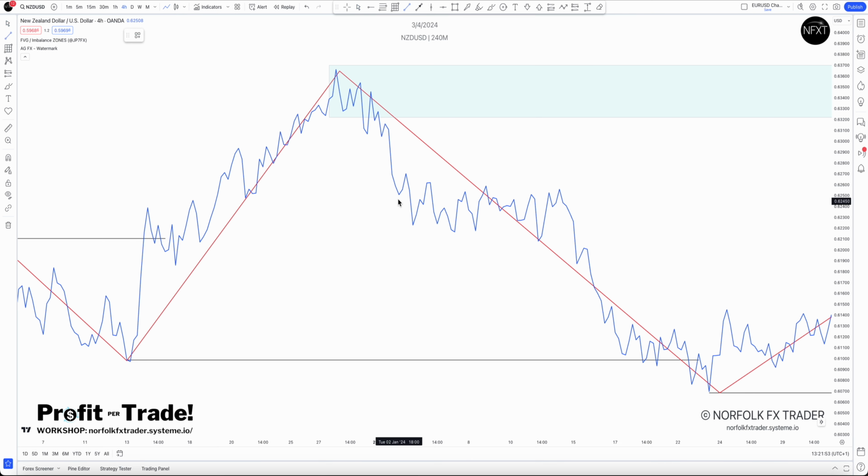Okay, so we had this break here to the downside, area of supply. We have a break here to downside. Now right here, there was that sweep we just saw. Now you're not going to see that, but to the left, we have an area of imbalance. Now we can identify imbalances just by looking at the line chart.